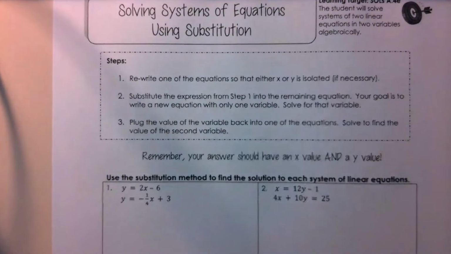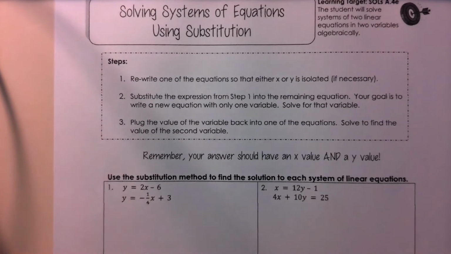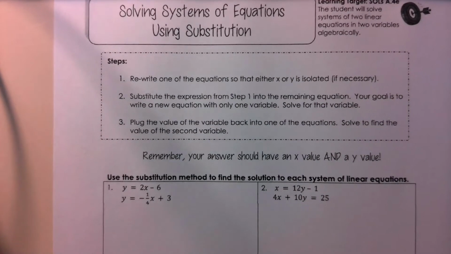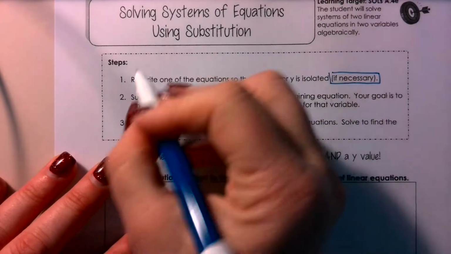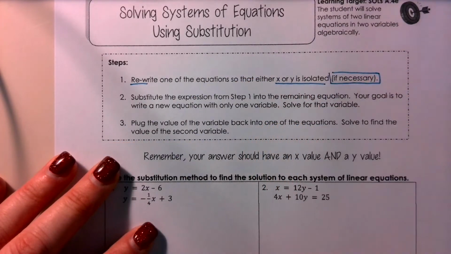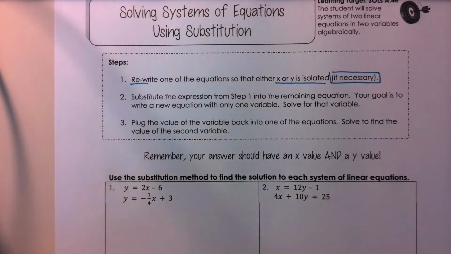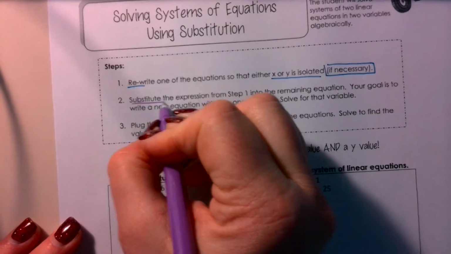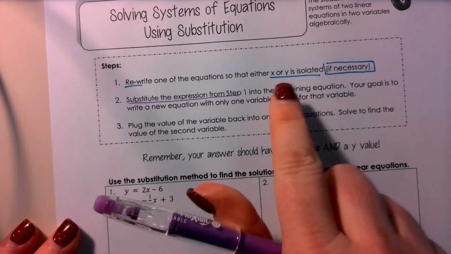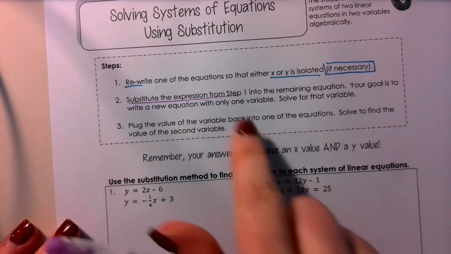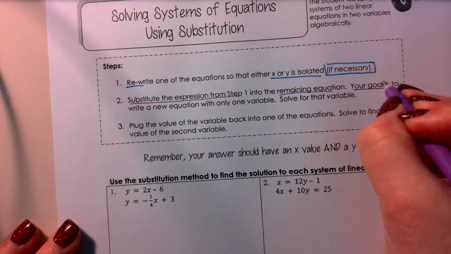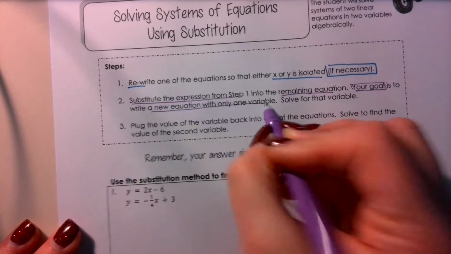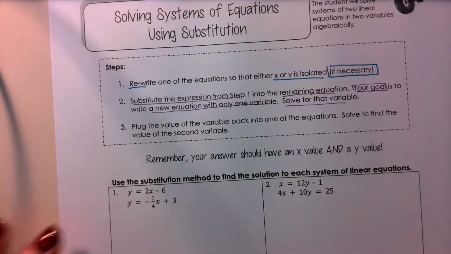So there are 3 steps to follow when using substitution to find the solution of a system of equations. First step is, if necessary, and that's key, sometimes it's not going to be necessary, you need to rewrite one of the equations so either the x is isolated or y is isolated. You need one of the variables to be all by itself. Your next step is you're going to substitute the expression from step 1. So if x equals 3 plus y, you're going to substitute 3 plus y into the remaining equation, and your goal is to have a new equation with one variable, and you solve for that variable.